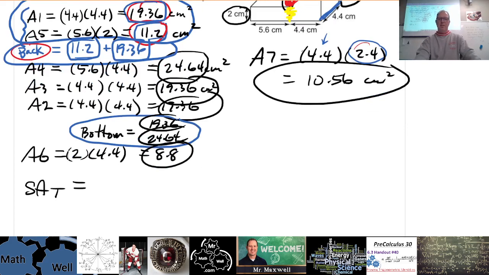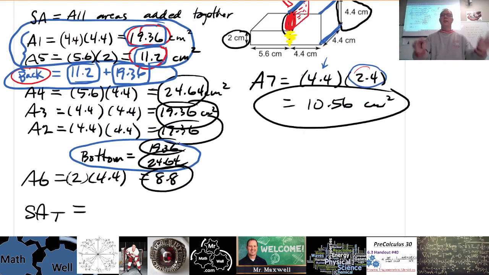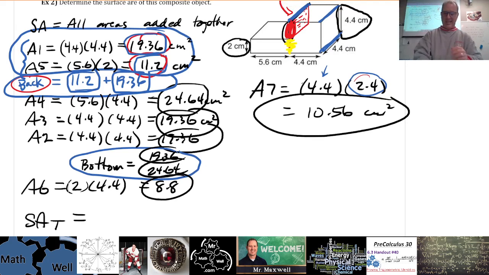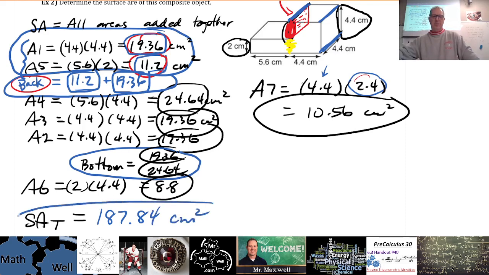All right, let's add them up. Please, everybody with a calculator, add these up so we can confirm that we have the right answer. Okay? I'll let you guys do that. And let me know what the answer is going to be. All right, so the majority says what was it again? 187.84. And what are the units going to be for that? Centimeters squared. Okay.